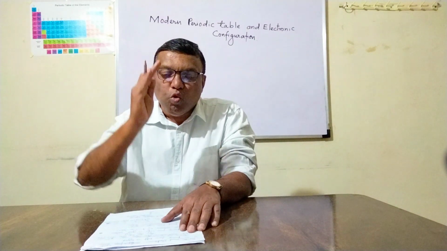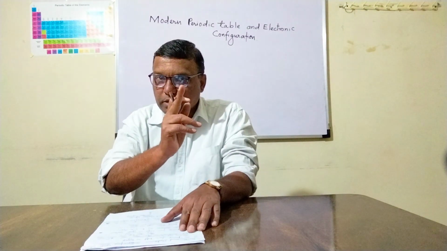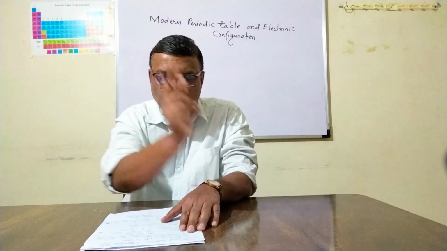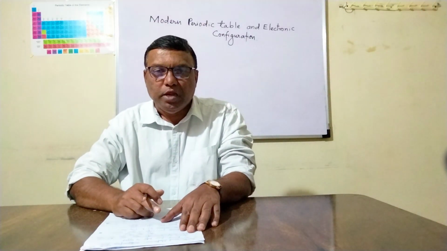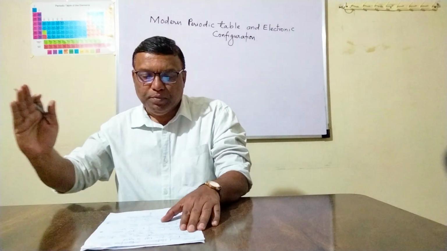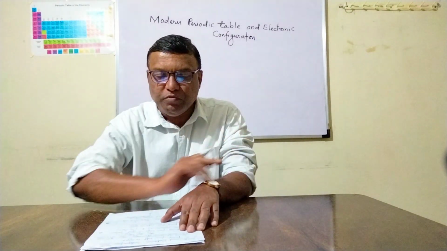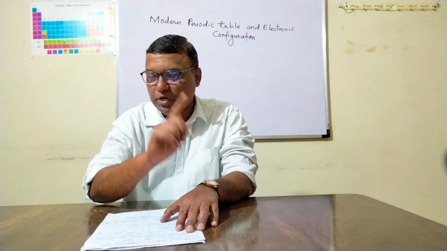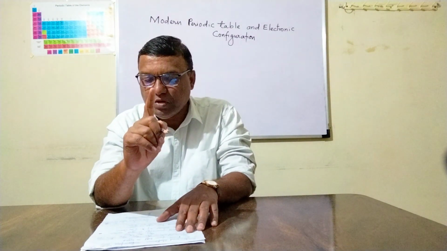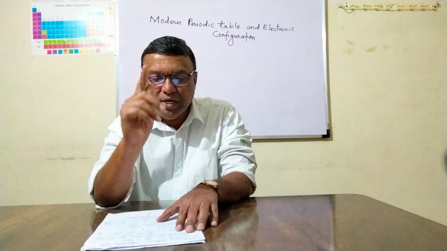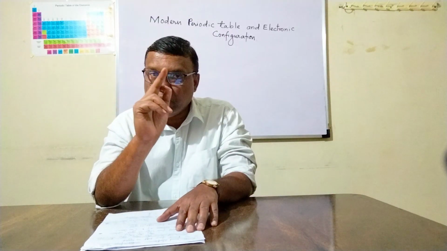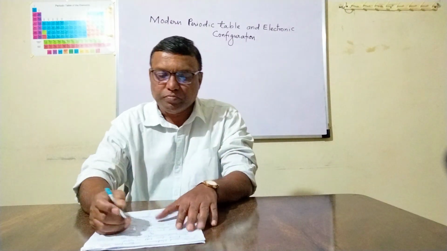Now the point is period and electronic configuration. Point number 1: in the period, if we travel from left to right, what are you observing? Atomic number increases by 1. What is your observation? In a period from left to right, atomic number increases by 1.